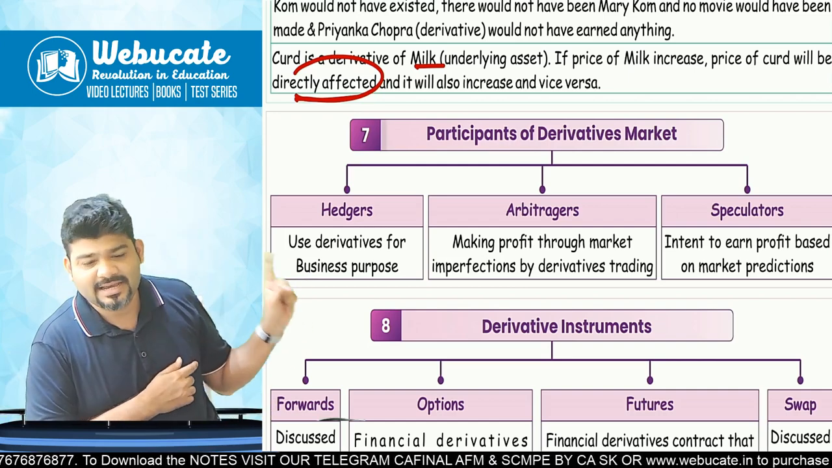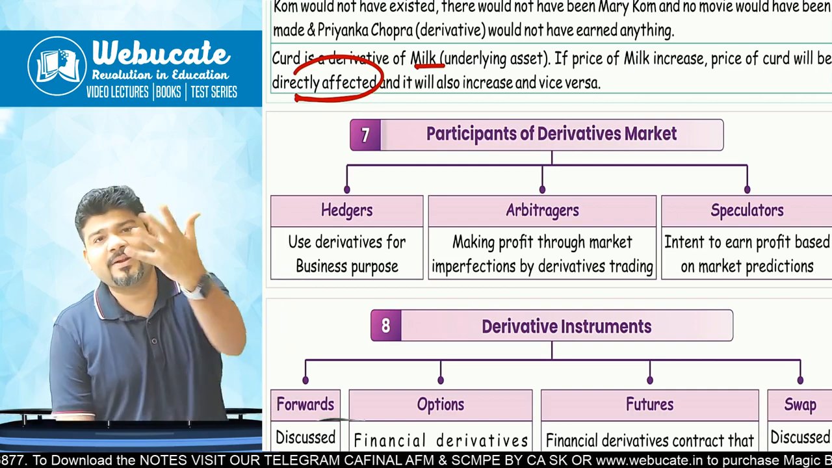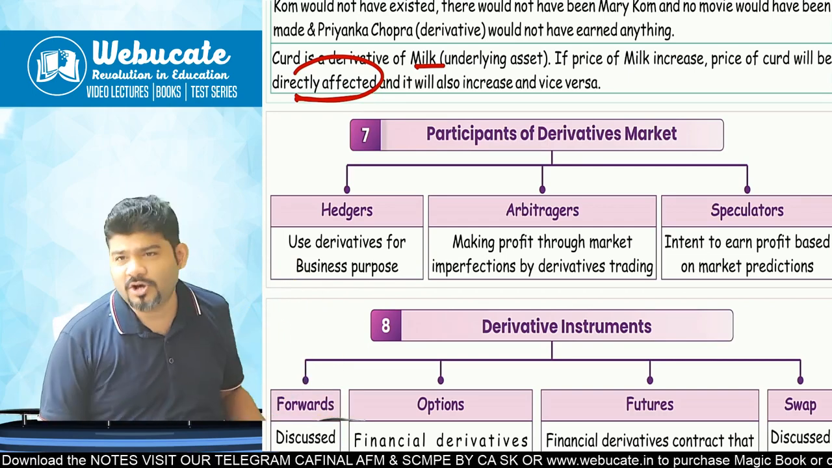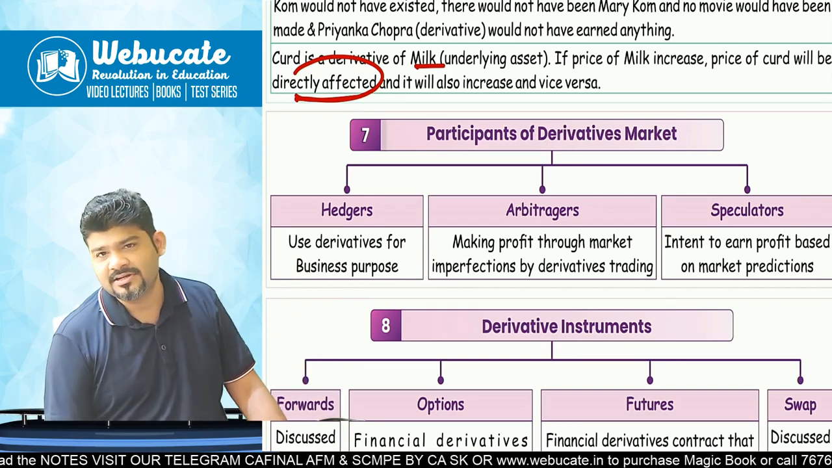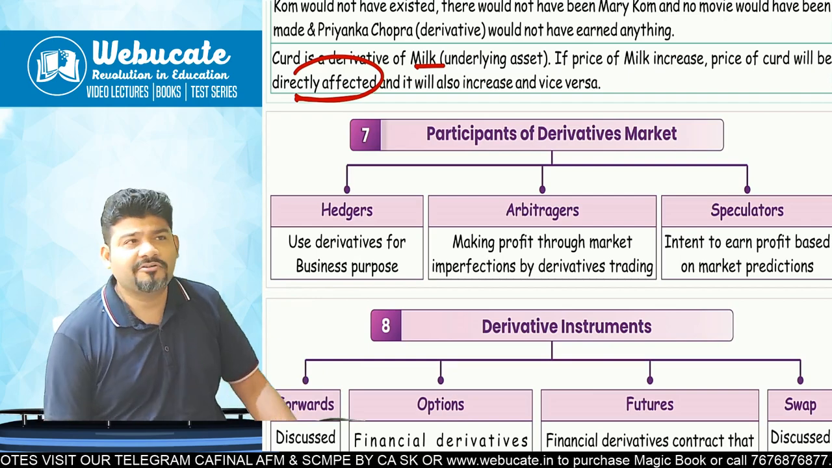Now, suppose people like you and me who have no business of currencies or any other business. We don't have a business of trading in shares or anything.